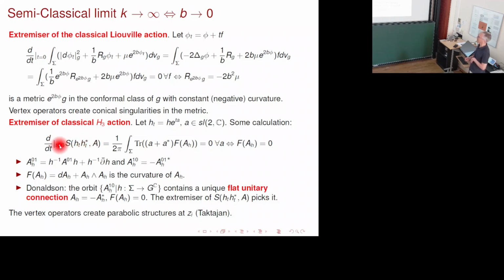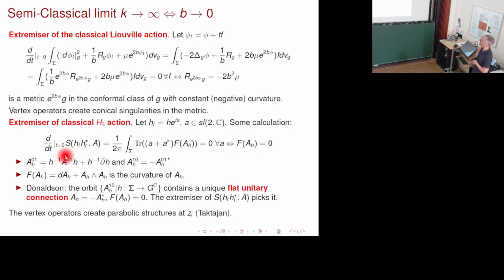So you take the Euler-Lagrange equation, and let me tell you just what the answer is. You take such a variation, you multiply from the right by the exponential of t times some matrix valued function, and the result is that the integral of trace of (a plus a dagger) a star times the curvature of a connection has to be 0 for every SL2C valued function. So the Euler-Lagrange equation is that the curvature of a certain connection is 0.